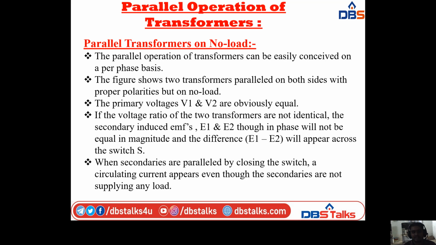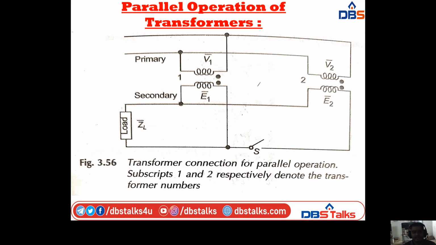So here the parallel operation of transformers can be easily conceived on a per phase basis. Here I will show the diagram. It shows the two transformers in parallel on both sides with proper polarities but on no load. I am taking two transformers and giving them numbers 1 and 2, and we have the load, that is ZL. We have primary and secondary windings for both the transformers; the primary winding is connected to the supply and the secondary winding is connected to the load through a switch.